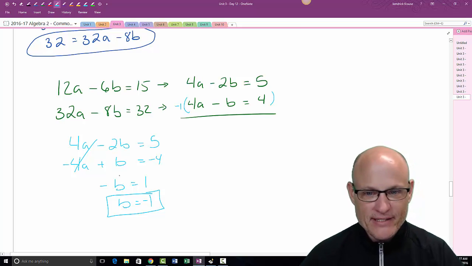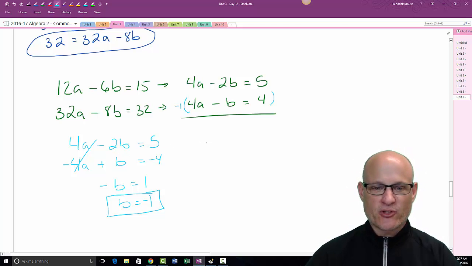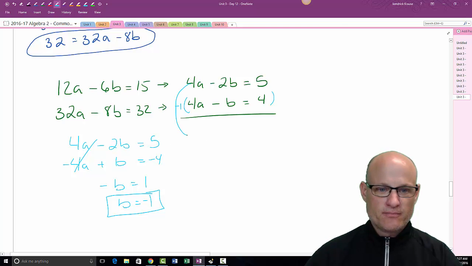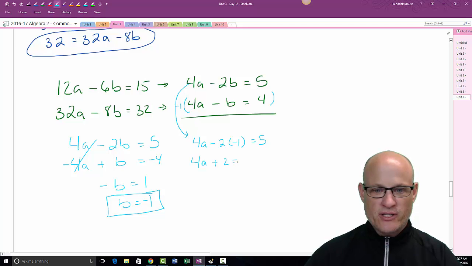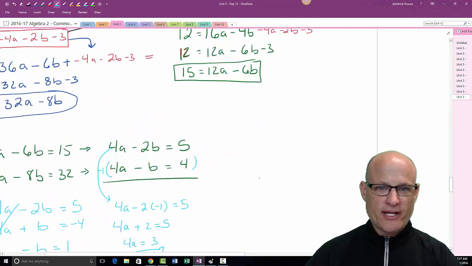All right, I got b. Now I got to get a. So I'm going to use this first equation right here. 4a minus 2 times -1 equals 5. 4a plus 2 equals 5. 4a equals 3. And a equals 3/4. That does not seem right. I don't like fractions. Maybe it's right. We'll check at the end, won't we?